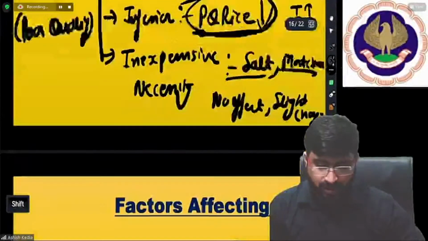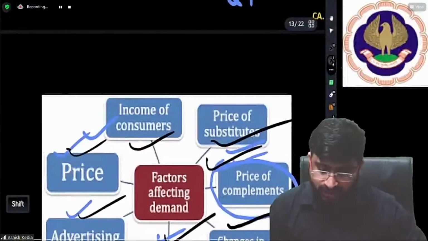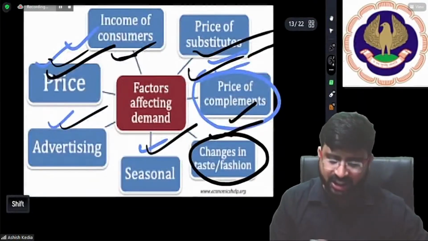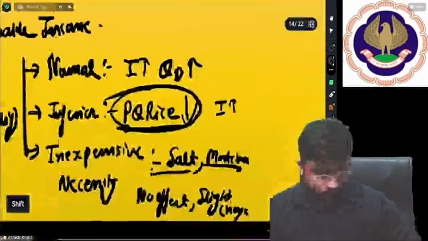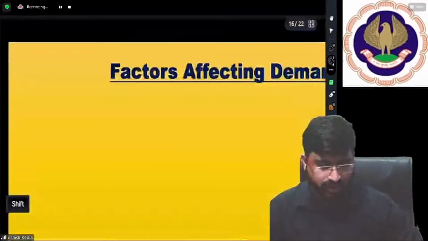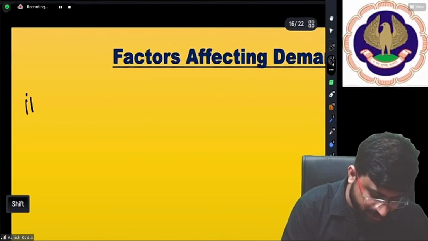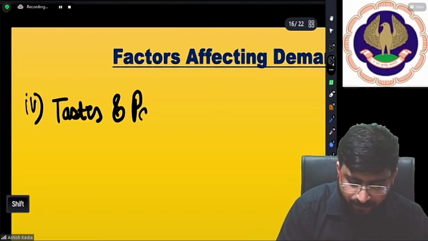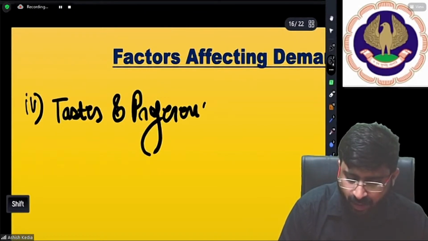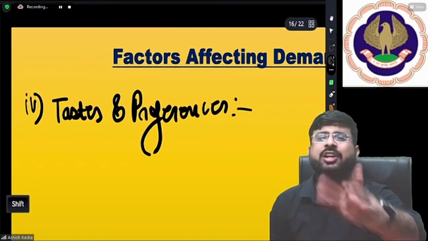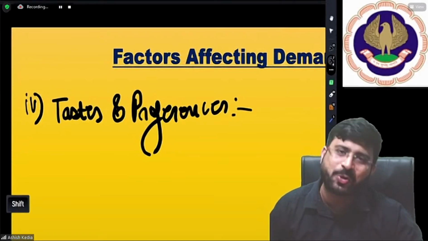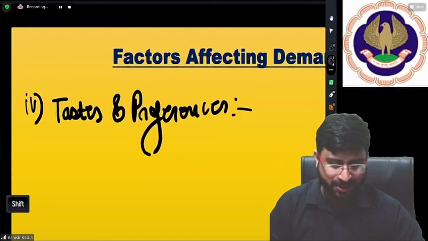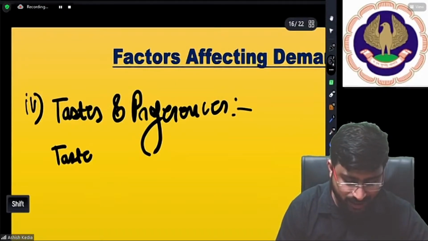Okay. So what we were discussing: we have discussed income, price of substitutes, complementary goods, and own price. Now we are discussing tastes and preferences. A very simple point, nothing to be worried about here. If you like the taste, quantity demanded will go up. If you don't like the taste, quantity demanded will go down. Full stop. Khatam. So if you like the tastes.